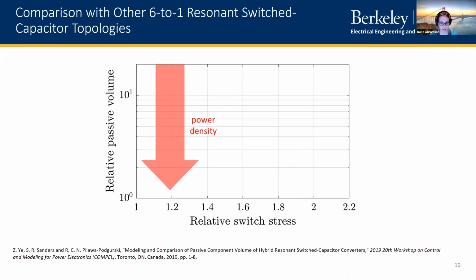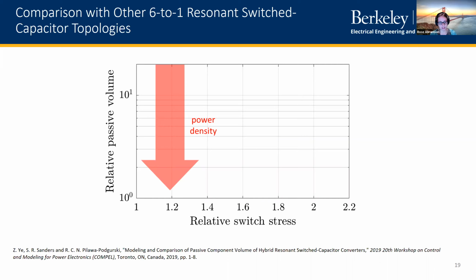So the two metrics that we can look at to help us answer this question are something called passive volume, which would be the total volume that's required due to your inductors and capacitors, and then also your switch stress, which is based on the voltage and current that these switches have to handle. So you can think of this passive volume as being a metric that is reflecting power density. So if you're requiring a very large passive volume, then your converter is probably not going to be able to convert a high power in a small area.